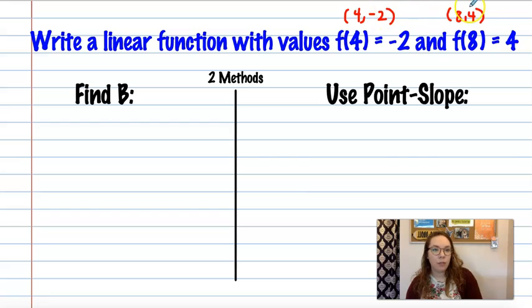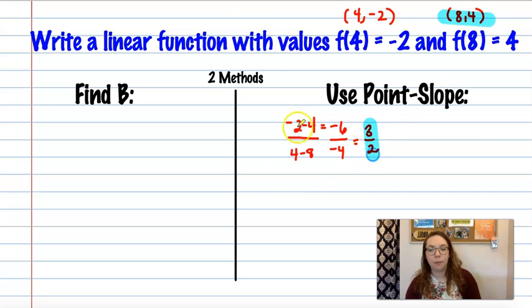So if I do negative 2 minus 4, I'm going to get negative 6. And if I do 4 minus 8, I'm going to get negative 4. This would simplify to be a positive 3 halves. So now at this point, I just need to choose one of my points to use with my slope. So I'll choose (8, 4) to go with my 3 halves.